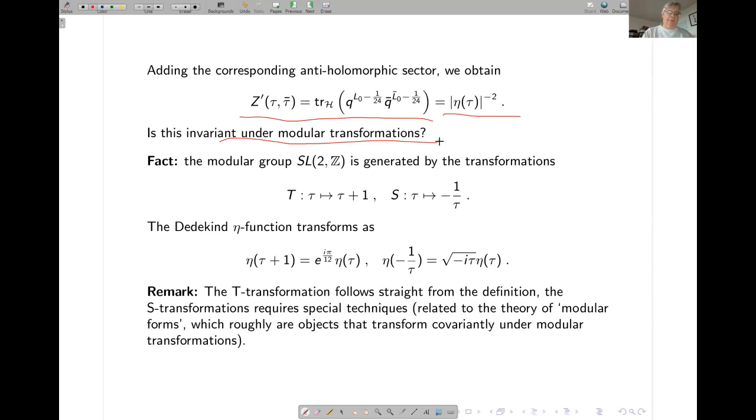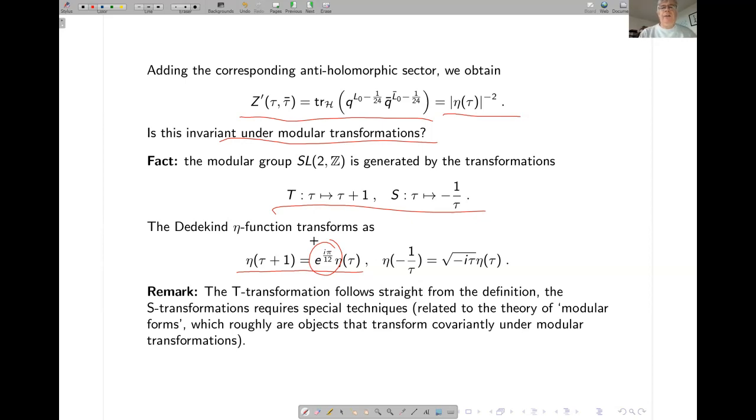We can use that the modular group is generated by these two transformations, so we only need to check these. For eta, shifting the real part by 1, it is straightforward from the definition to see that this is invariant up to a phase. This is related to why it is a modular form with a multiplier system.